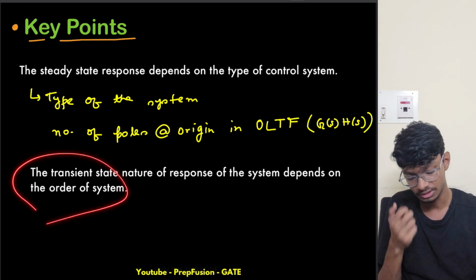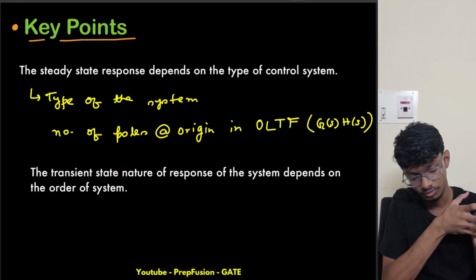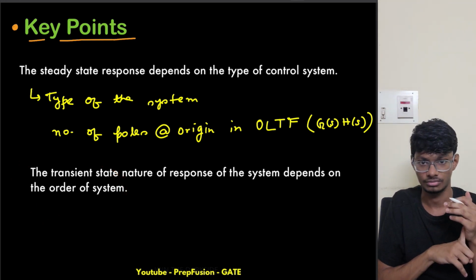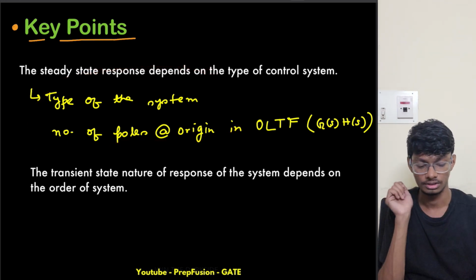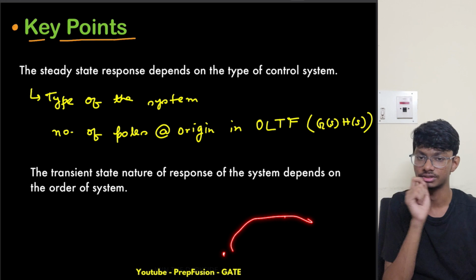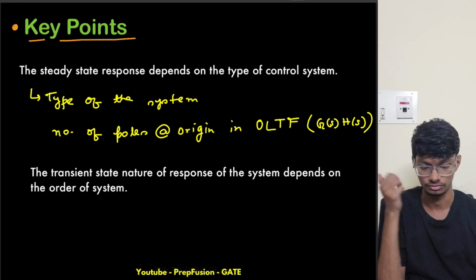And what is the next point? The transient state nature of response of the system depends on the order of the system. So this one was depending on the type, and the transient response will depend on the order. Okay, how will my transient response look from one steady state to another? That will depend on the order. We will also prove it mathematically.